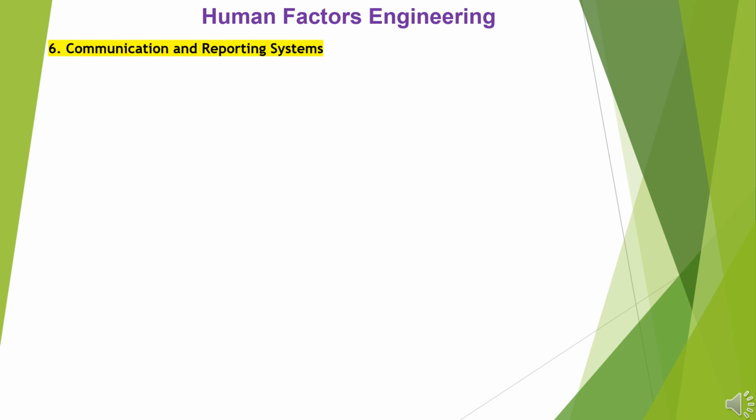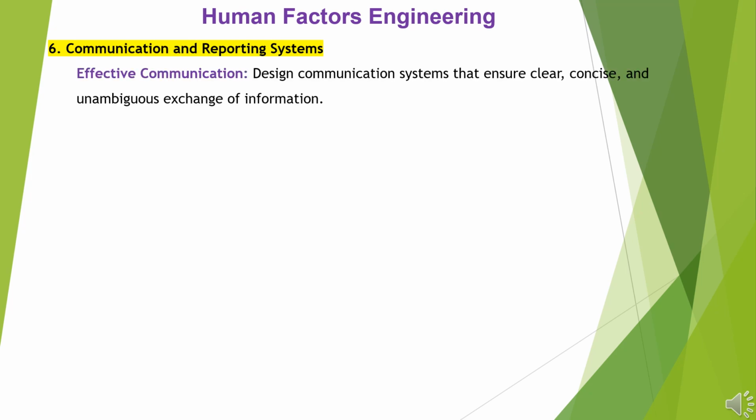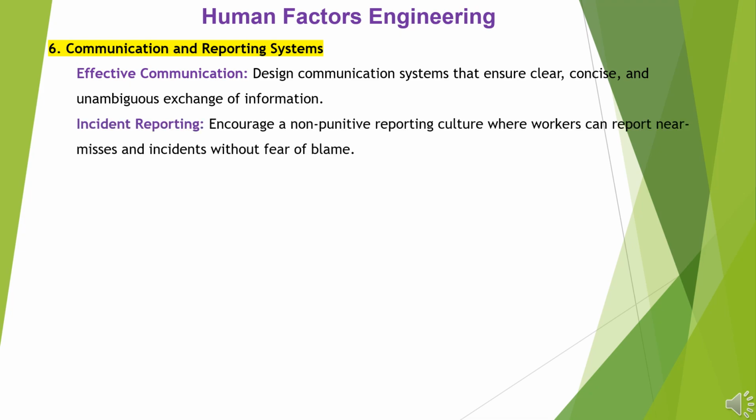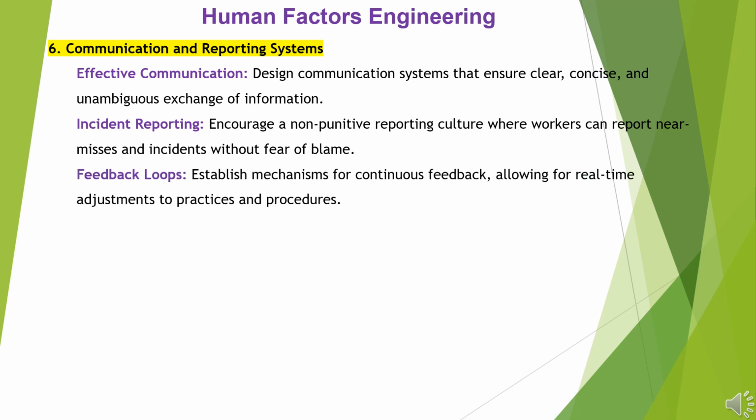6. Communication and reporting systems. Effective communication. Design communication systems that ensure clear, concise, and unambiguous exchange of information. Incident reporting. Encourage a non-punitive reporting culture where workers can report near misses and incidents without fear of blame. Feedback loops. Establish mechanisms for continuous feedback, allowing for real-time adjustments to practices and procedures.